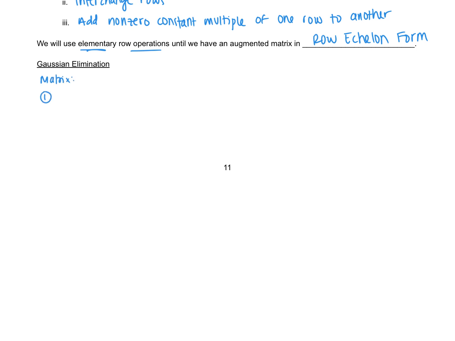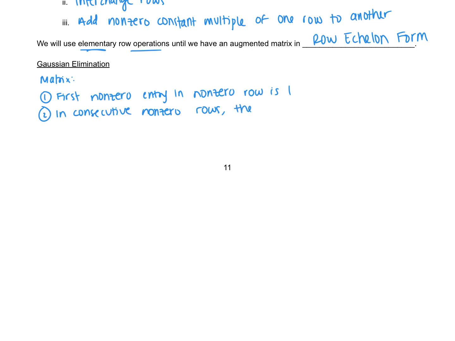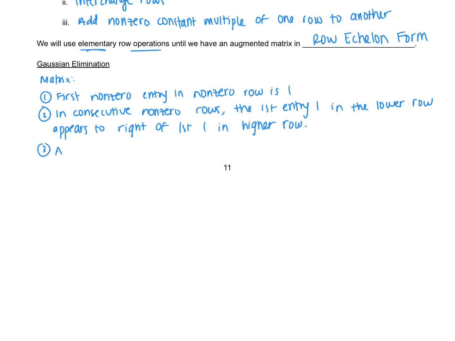The matrix we're going to end up with, first of all, has the first non-zero entry in a non-zero row has to be 1. Also in this matrix, in consecutive non-zero rows, the first entry, 1, in the lower row has to appear to the right of the first one in the higher row. And lastly, all zero rows are at the bottom of the matrix.